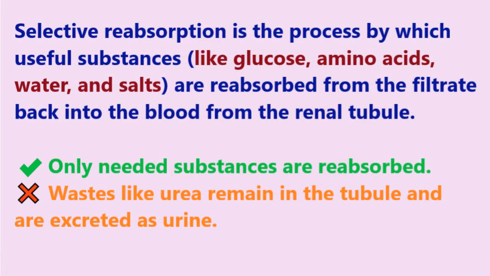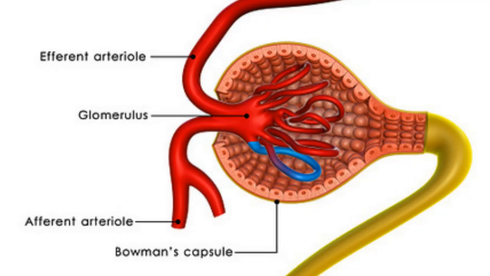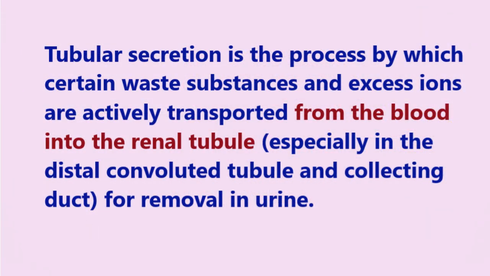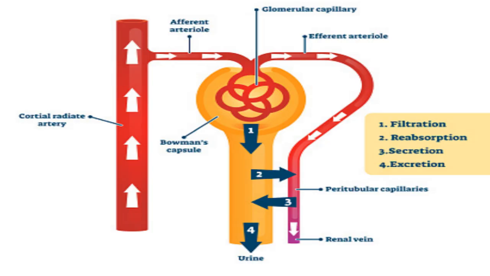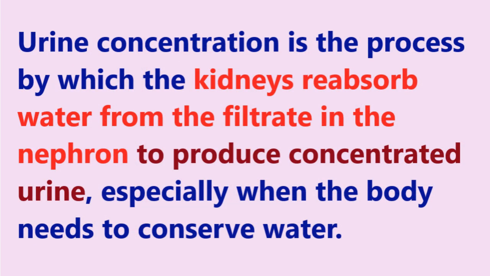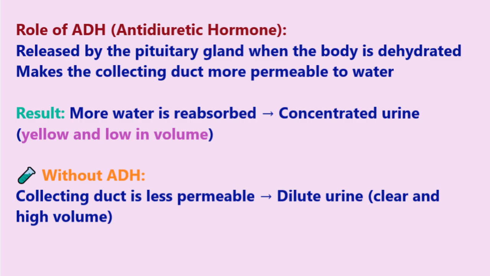Second, selective reabsorption. Useful materials like glucose, amino acids, and water are reabsorbed in the tubules. Third, tubular secretion. The waste products like urea and ions are actively secreted into the tubule. Fourth, urine concentration. Water is reabsorbed mostly under the action of ADH hormone and anti-diuretic hormone.